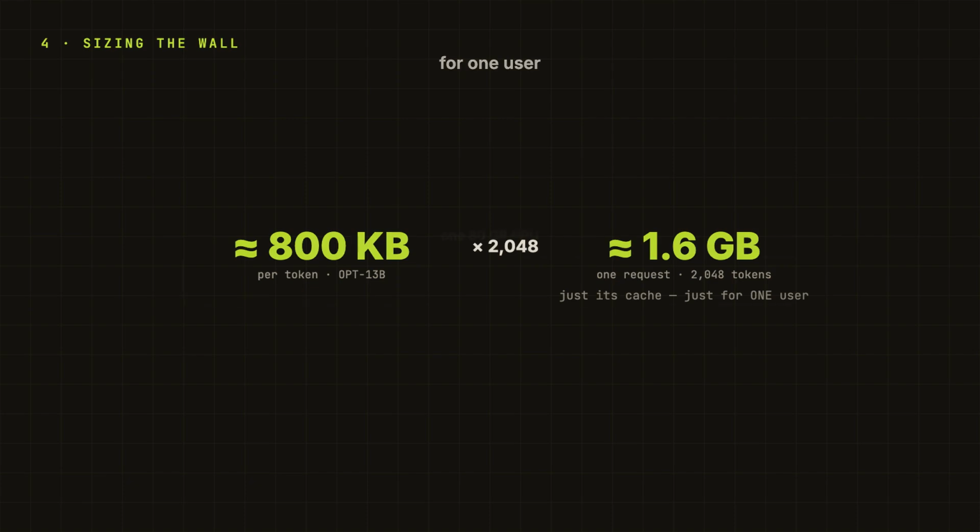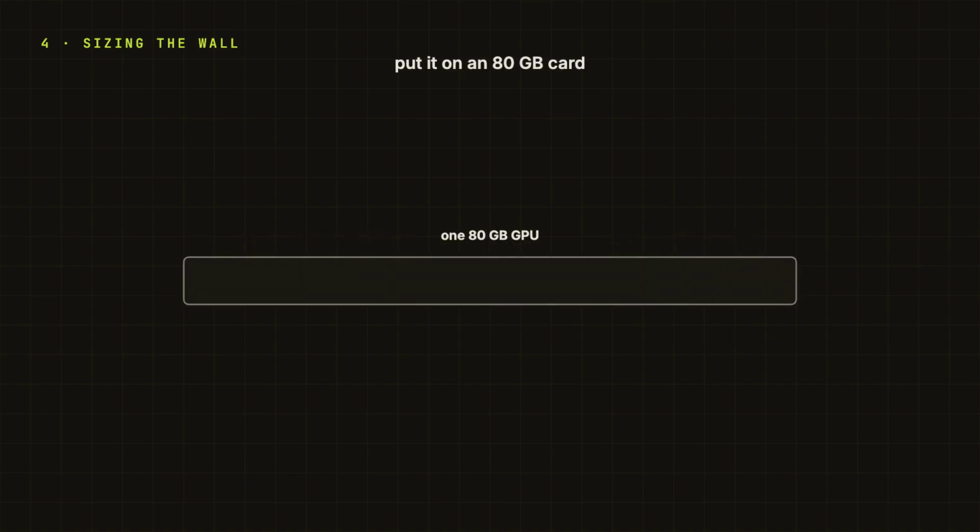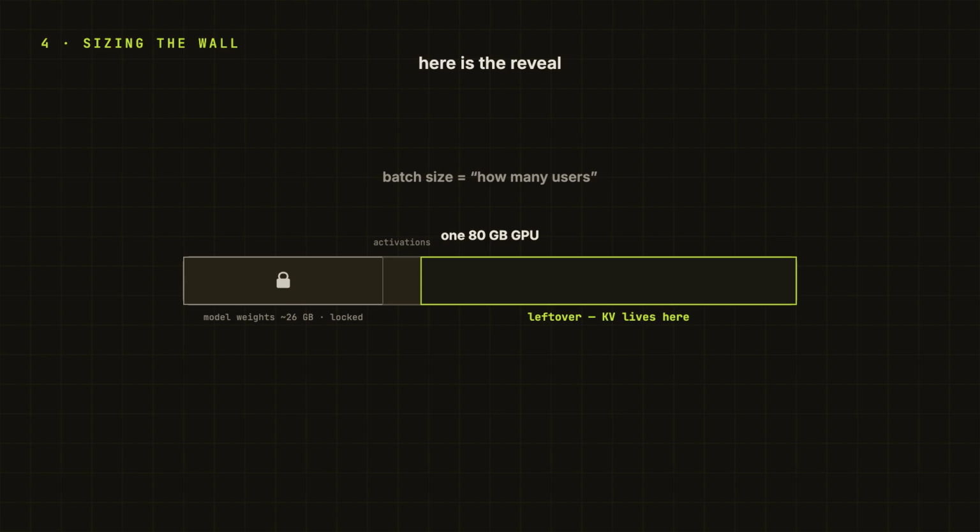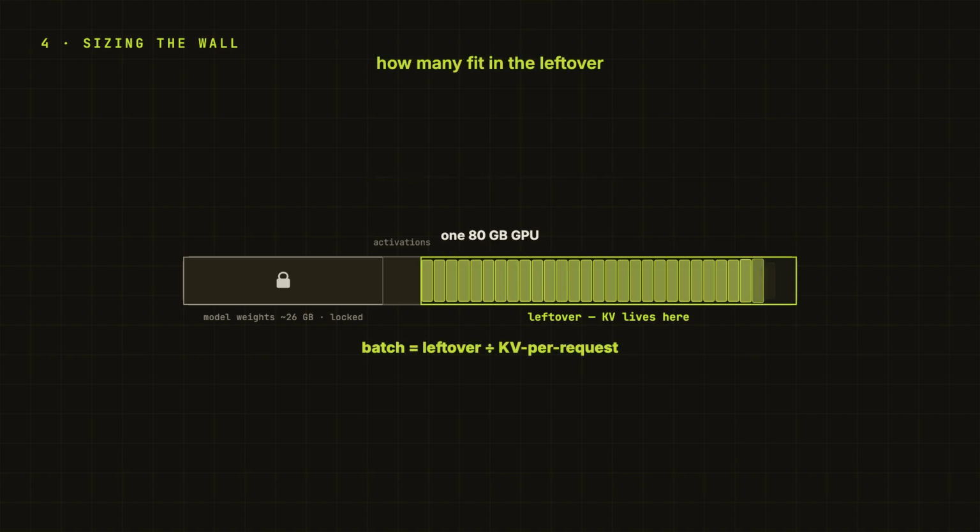just for one user. So now put it on the GPU. Let's say a 80 GB card. A big chunk of that is the model weights sitting there permanently. A little more is scratch space for the current step, the activations, and what is left is where the KV caches have to live. And here is the reveal. Batch size, the number of requests you run together, is not really how many users. It is how many live tokens worth of KV state can I fit in that leftover memory.